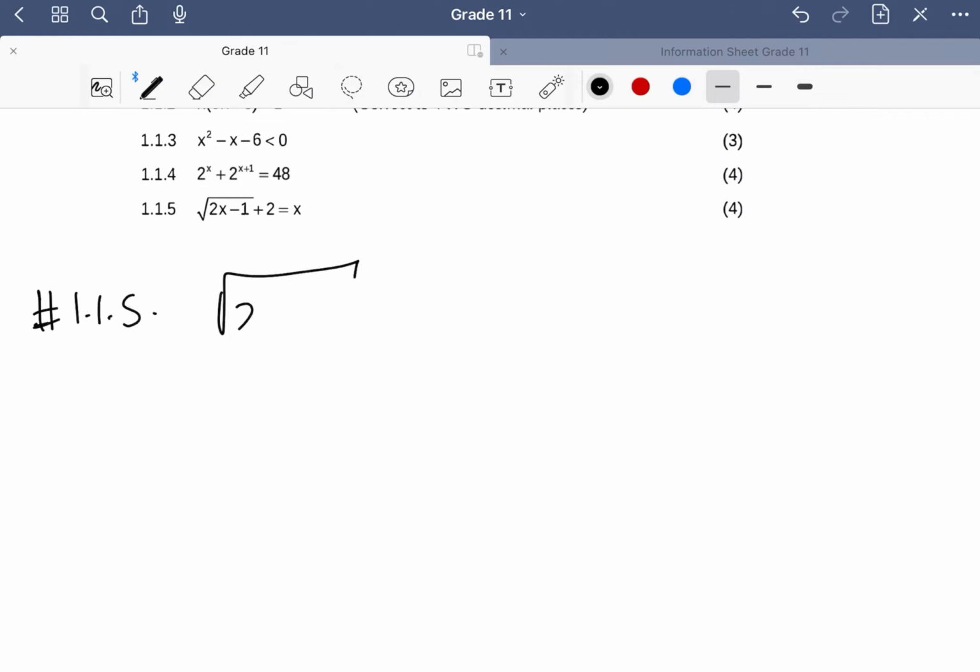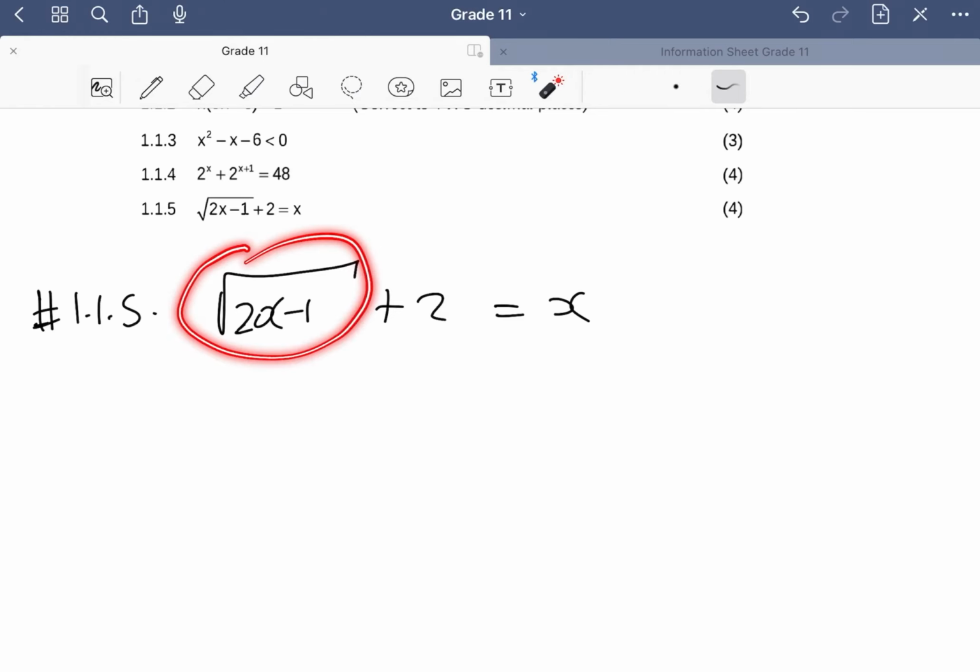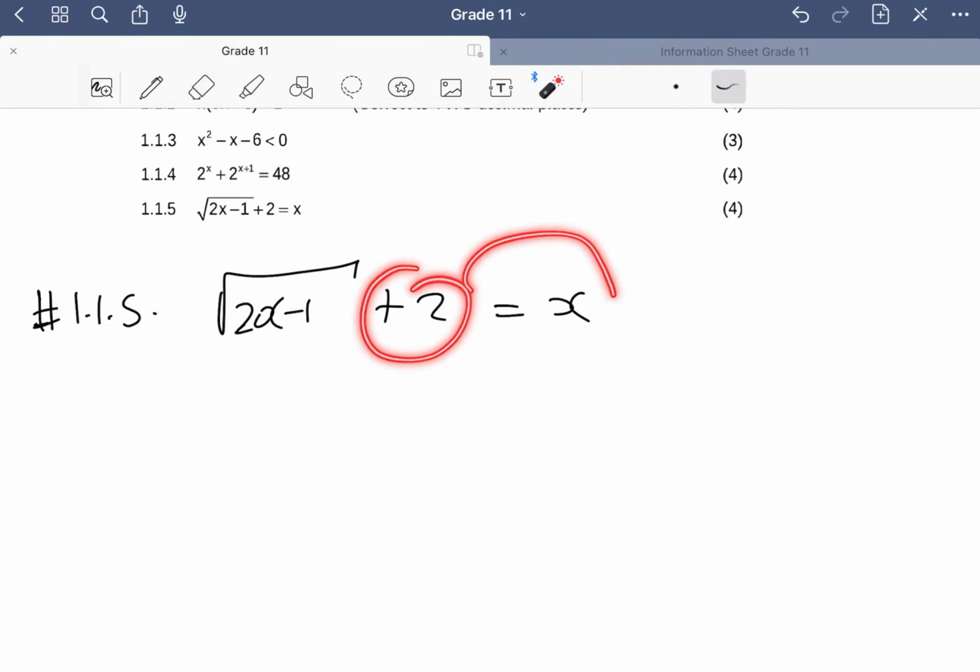So we have the square root of 2x minus 1, plus 2, is equal to x. Now how do you solve this problem? Again, when you look at this, you want to remove the square root. The normal way is to take the 2 to the right hand side and try to cancel the square root.